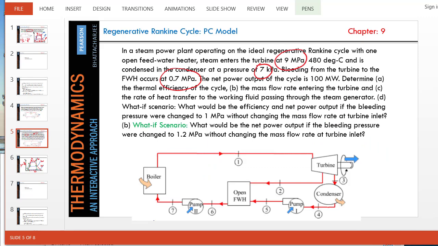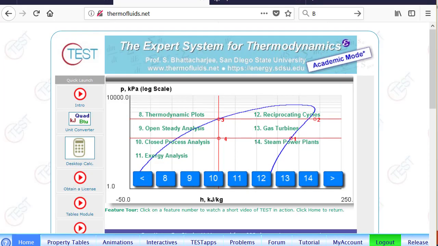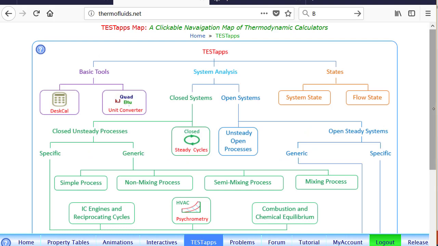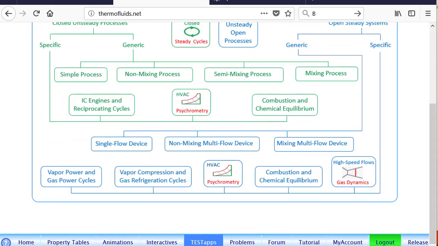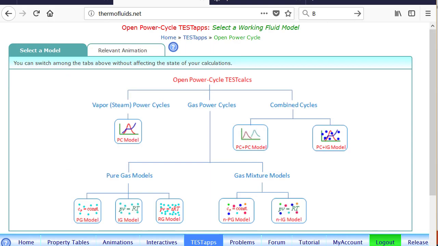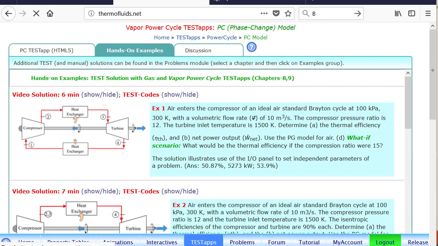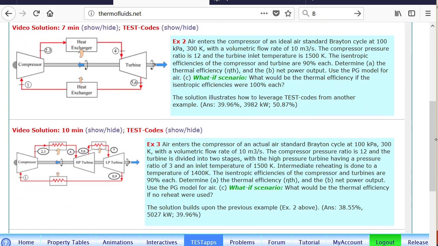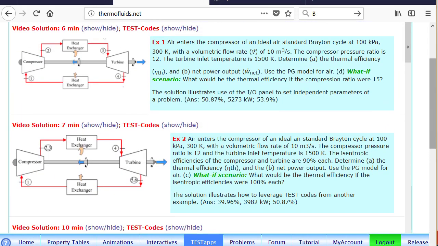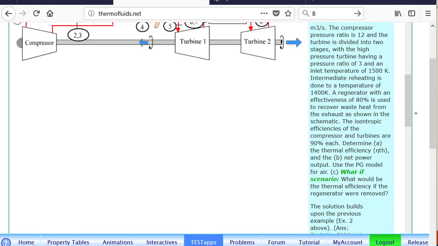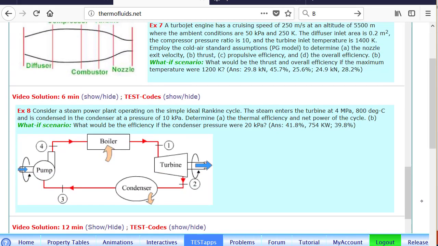To expedite the video, first of all, if you go to the test step page, the correct app should be to follow the open specific branch, and vapor power, which is the PC model, will be our model to use. Now, it is assumed that you're familiar with this; I highly recommend going over at least one simple problem, say this one.